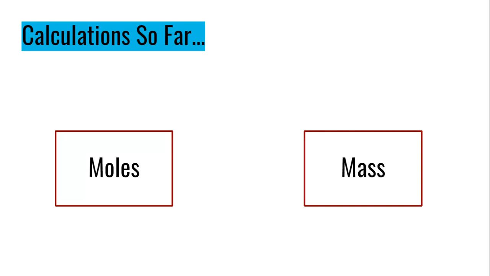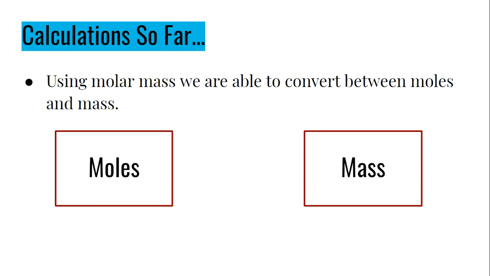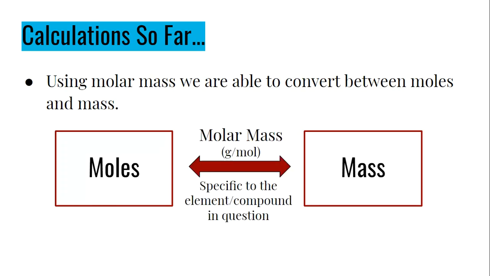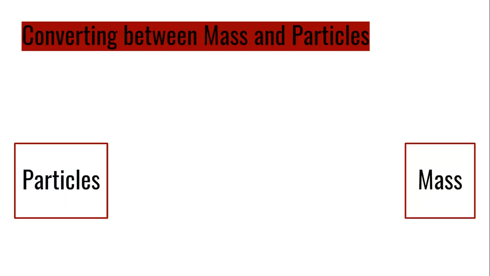We've also looked at how we can convert between moles and mass using the molar mass. So whichever element or compound you're talking about in the question, you can use its specific molar mass to convert between moles and mass. So what we're going to do is put those two things together. So how can we convert from mass to particles or particles to mass?